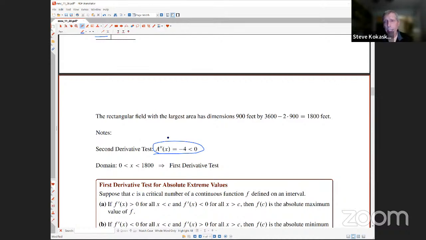That's the second derivative test. That's the way that I remember it. That's the way that I teach it. However, an extension of that is something like the following.